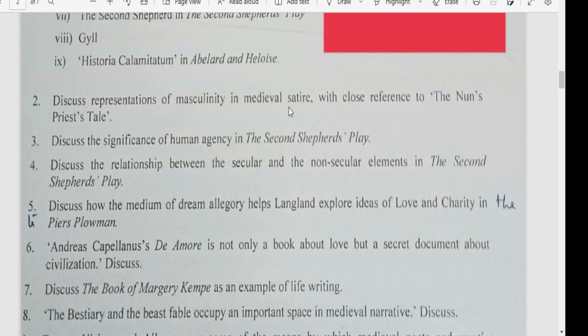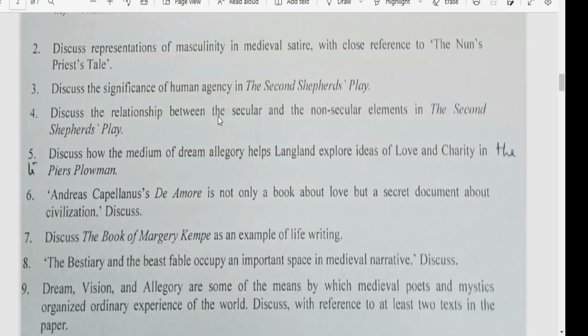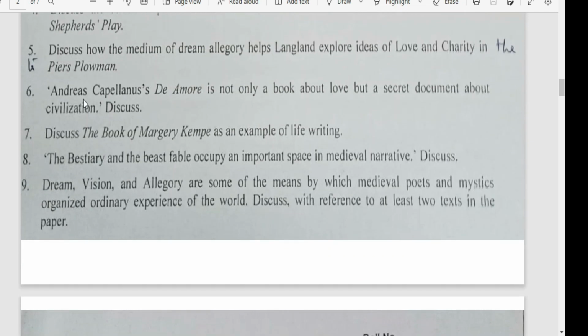So in this, out of these almost 8 questions, you just need to do only 3. Okay, so let's go. Discuss representation of masculinity in medieval satire with close reference to the Nun's Priest's Tale. Discuss the significance of human agency in the Second Shepherds' Play. Discuss the relationship between the secular and non-secular element in the Second Shepherds' Play.